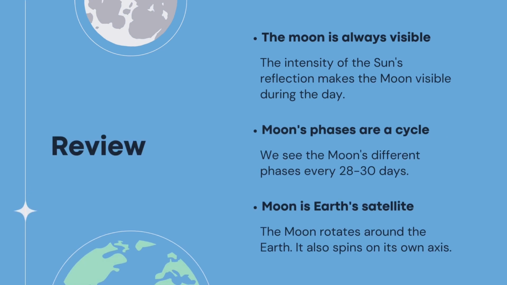So a little bit of review. The first one, the moon is always visible. The intensity of the sun's reflection makes it possible for the moon to be visible during the day. Second, moon's phases are a cycle. We can see the moon's different phases every 28 to 30 days. And last one, the moon is Earth's satellite. The moon rotates around the earth and it also spins on its own axis.